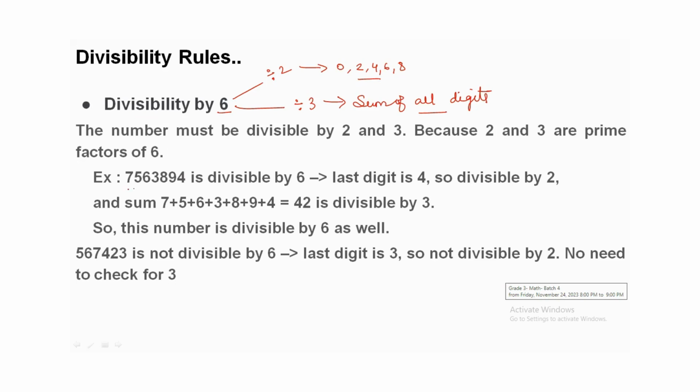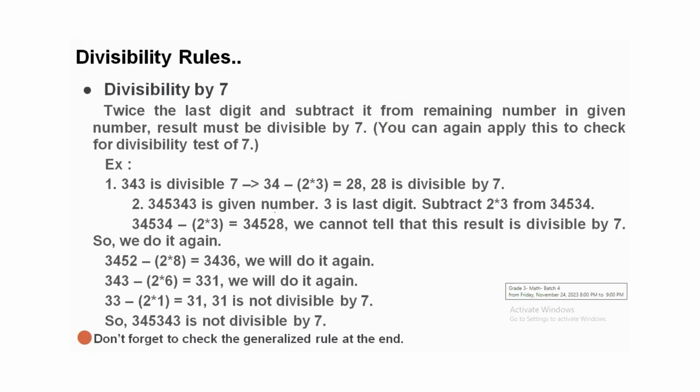You can see one number is written over here. In the last place, there is 4, so this number is divisible by 2. Now we need to check it for 3 as well. When we add all the digits, we get 42. And 42, again, 4 plus 2 is 6, and 6 is divisible by 3. So this whole number is divisible by 3 as well. Since it is divisible by 2 and by 3, this number is also divisible by 6. Understood? Okay, let's move on.